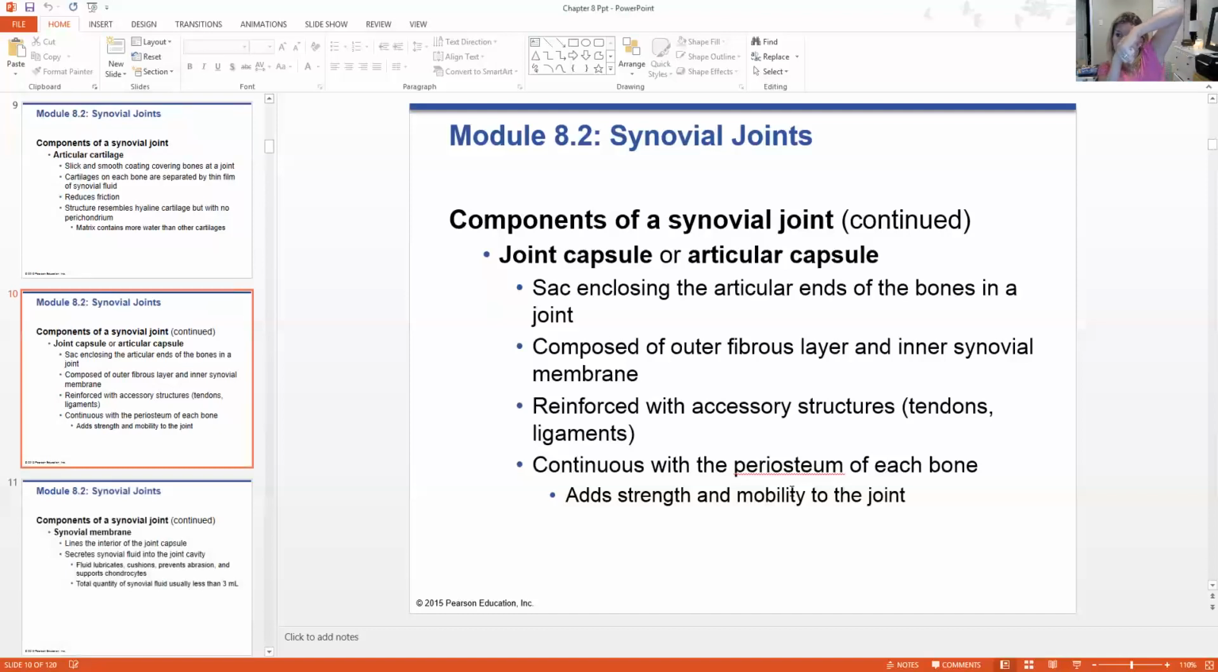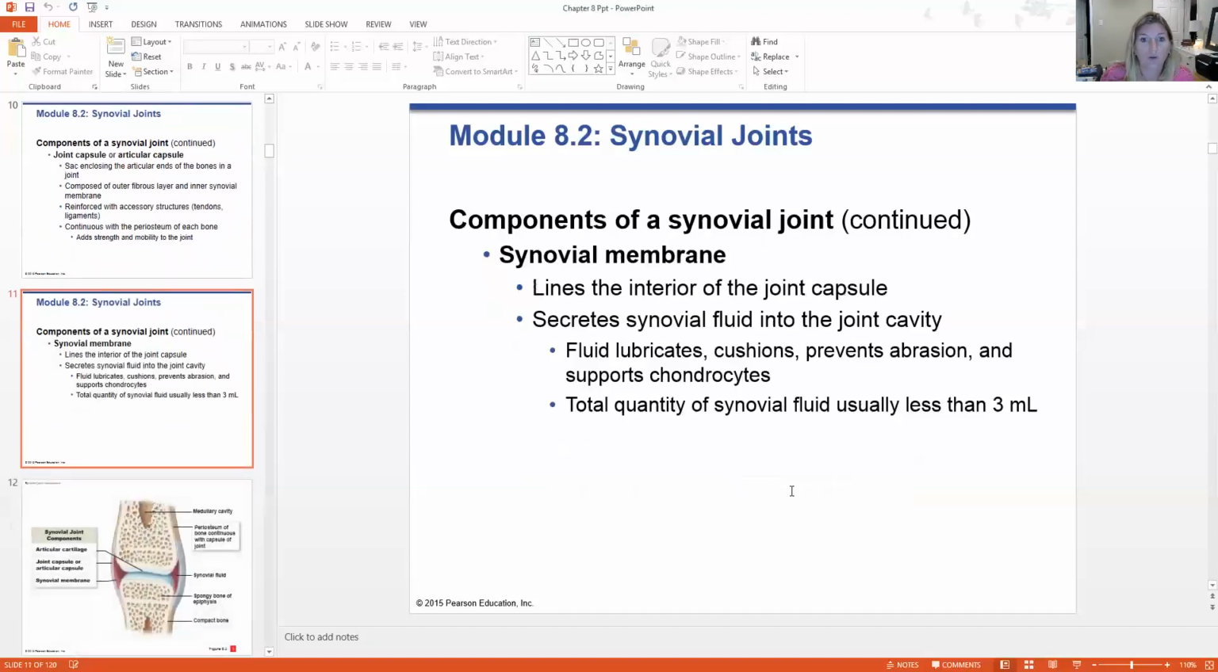So it's like the periosteum of the bone just continues around the joint capsule, and that space is filled with that synovial fluid. So there's also a synovial membrane. That's the inner lining of the joint capsule. So the outer lining is fibrous, continuous with the periosteum, and the inner lining is synovial, secreting the synovial fluid to lubricate the joint cavity, cushion, protect, prevent abrasion, as well as to support the chondrocytes that are there, to provide them nutrients and so on and so forth.